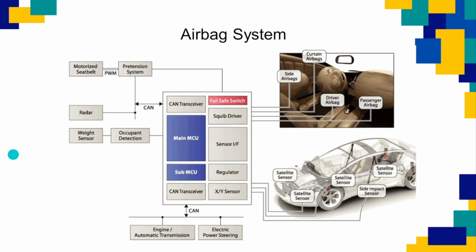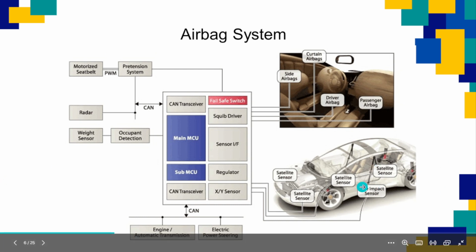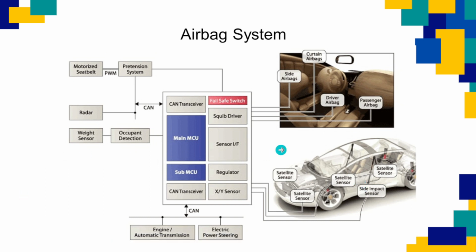So it's important to note that electric vehicles employ safety systems beyond just airbags, such as the electronic stability control unit, that means ESC, the anti-lock braking system, ABS, and the advanced driver assistance system, ADAS. These systems work in conjunction with the airbag system to enhance overall safety during various driving conditions. So this is our airbag system.